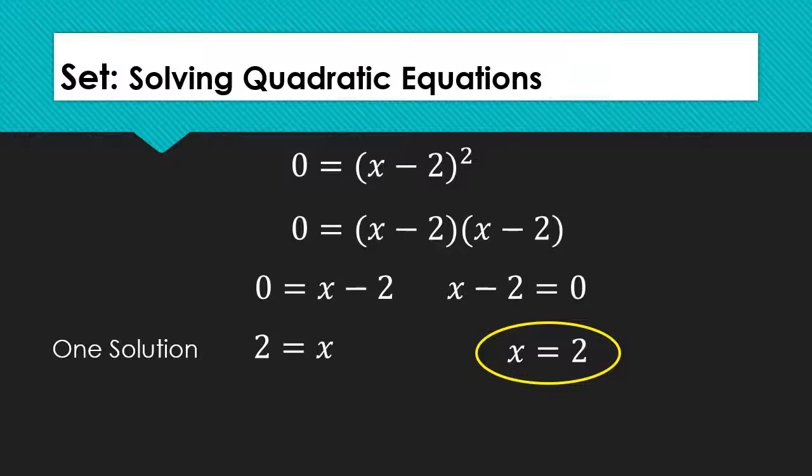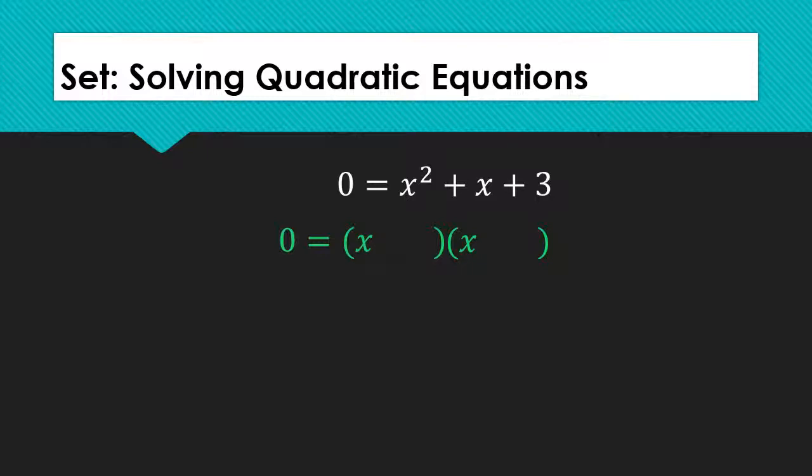We wouldn't list that twice, because if we were to graph that, it would be located in the exact same location on our graph. So one point would be right over top of the other one, so it's only necessary to write that one time. There's only one solution in this case.